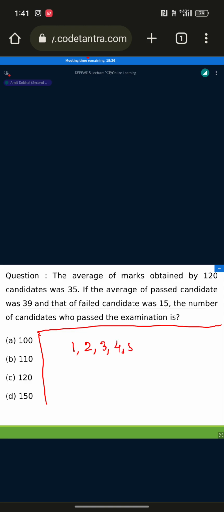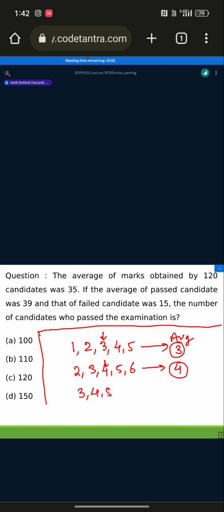you will say the average of this group is 3. Right? Because in case of consecutive terms, the average always lies exactly in the middle. If I ask you what is the average of 2, 3, 4, 5, 6, you will say the average would be 4. Okay, because again these are consecutive terms. If I ask you the average of 3, 4, 5, 6, 7, here the average would be 5.